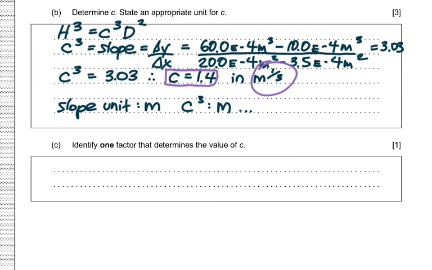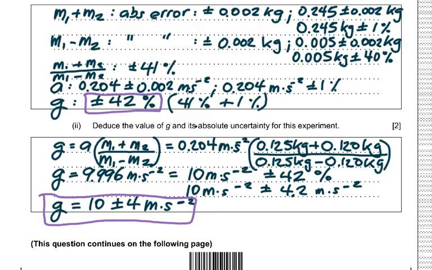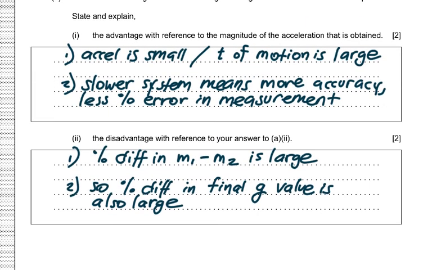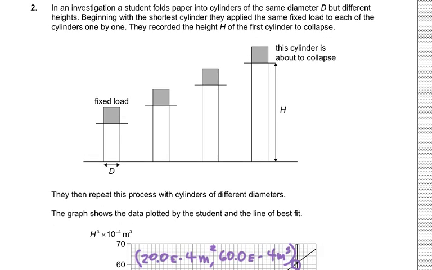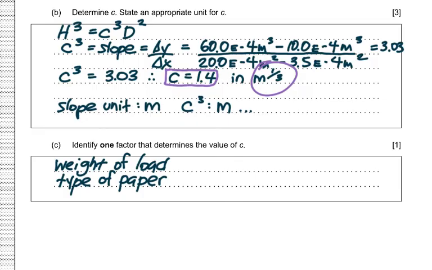And then the last question, C, says identify one factor that determines the value of c, that constant. This seems really complicated, but think about it. This is an experiment here, right? Let's go back to the experimental design. There it is. All right, so here's the experimental design, and we have a cylinder of paper that you're putting a load on top of, but it's not saying what. Okay, so the load is fixed, but how much weight is that load, or what type of paper are you using? Not just type, but also the thickness of the paper.